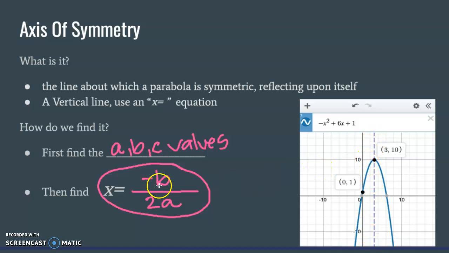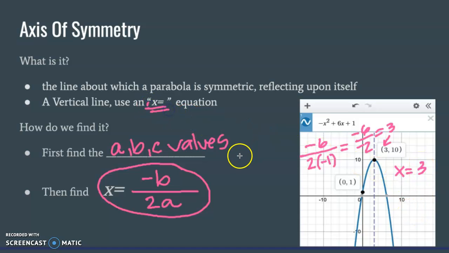Okay, negative b over 2a. Let's practice it with this one. This one had a 6 for b, so that means I would be doing negative 6 over 2 times negative 1. That's negative 6 over negative 2. That's a 3, and it matches. It also matches the equation for this vertical line, x equals 3. And we said that we always use x equals for axis of symmetry equations.